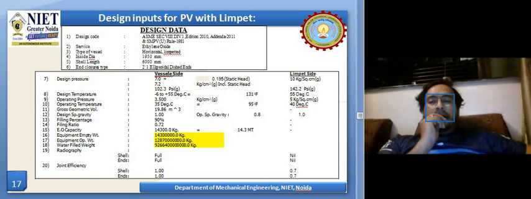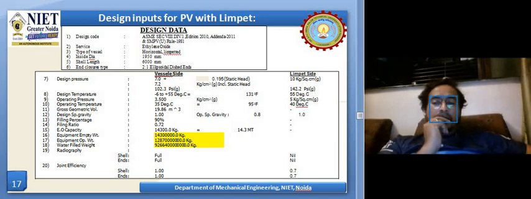Now, moving to the design parameters of this particular project, that will be discussed in the second part of this presentation.